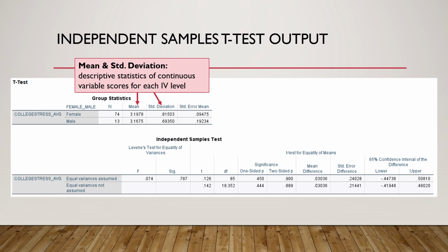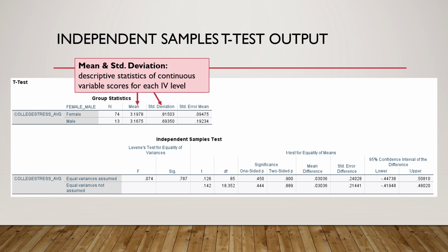So how did females do on stress? How did they score on stress? And what was the spread of their data on stress? Not all of them are scoring a 3.1978, but that's just the average, and then there's a certain amount of deviation from there. And the same thing for male, who have a 3.1675, and they have their own spread. What a t-test is trying to do is figure out, is there a lot of overlap in those spreads? Is the difference between those means actually a difference? Or are they pretty much the same spread of data?